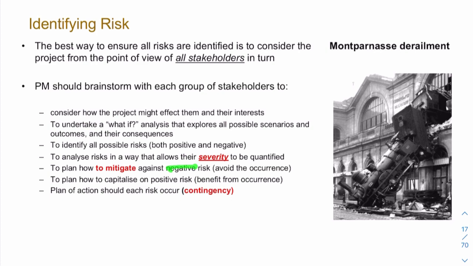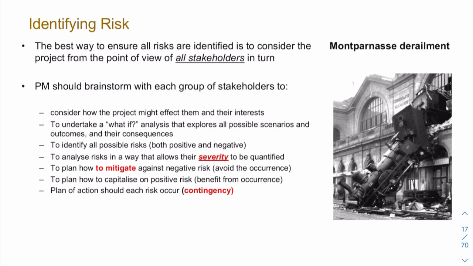And when we talk about negative risk, almost the same applies to positive risk. Negative risk could be a fire. If you want to mitigate against it, you want to try to avoid that fire happening, or if a fire were to happen, how are you going to minimize the damage to your project? Your plan of action should be what to do in the event of a fire. But positive risk is how are you going to benefit? If something were to happen that could benefit your project, how are you going to capitalize on that? How are you going to make use of that? In this project, we'll be looking at negative risk. We won't be looking at positive risk.